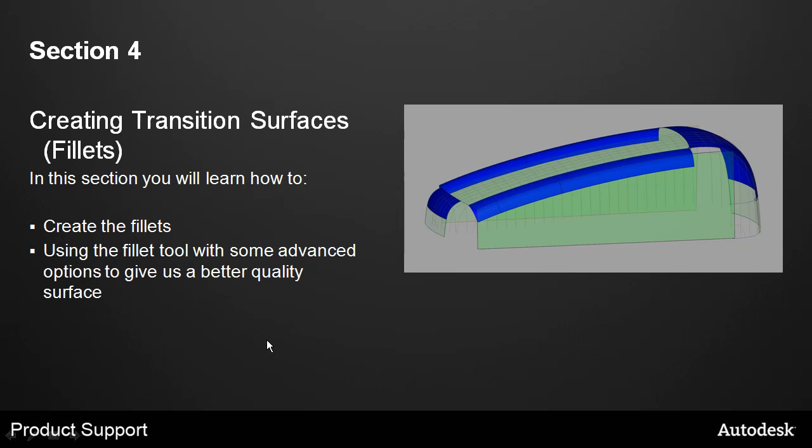Section 4. Creating Transitional Surfaces. In this section you will learn how to create the fillets, use the fillet tool with some advanced options to give us a better quality surface.